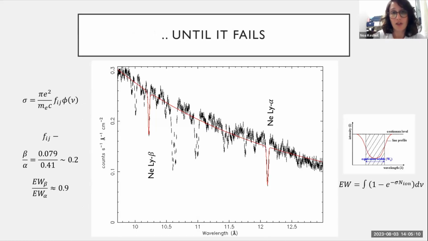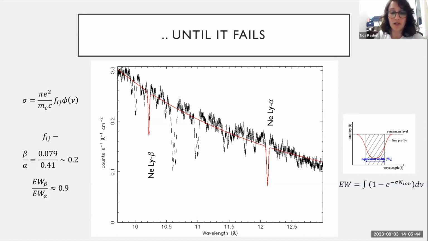But this method fails here, and the reason is saturation. Here I'm just showing an example of saturation. This is a small segment from the spectrum, and I want you to focus on the two strongest lines of hydrogen-like neon, the Lyman alpha line and the Lyman beta line. When I measure their equivalent widths, they're almost the same. The ratio between them is almost 1, even though theoretically I expect the ratio to be the oscillator strength ratio, which is much smaller, meaning I expect the Lyman beta line to be weaker.